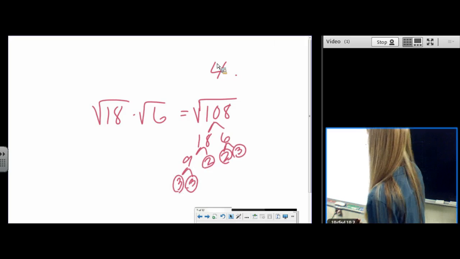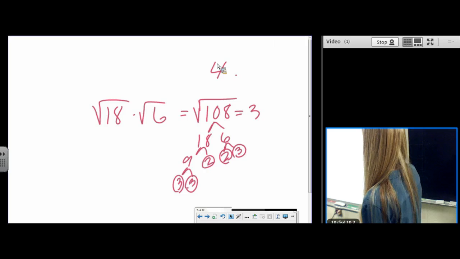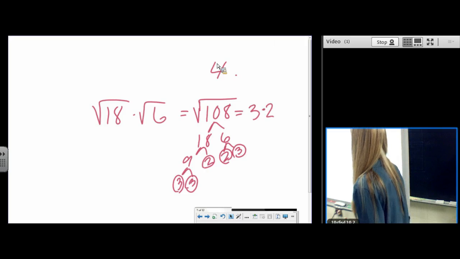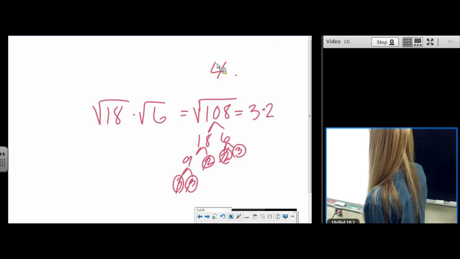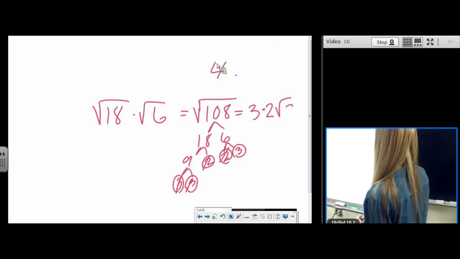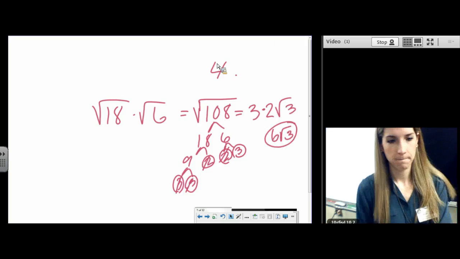And we have a 3 that escapes. We have a 2 that escapes. Cross them out as you go. And then we have a 3 left over. So we have 6 square root 3.